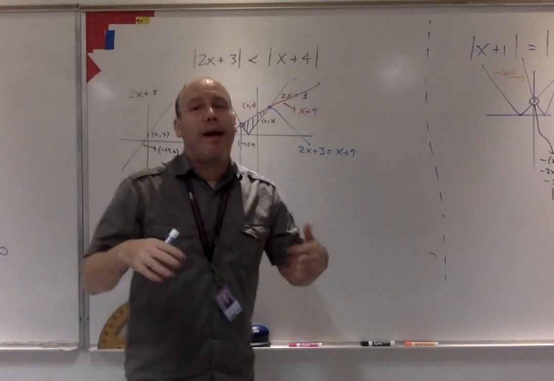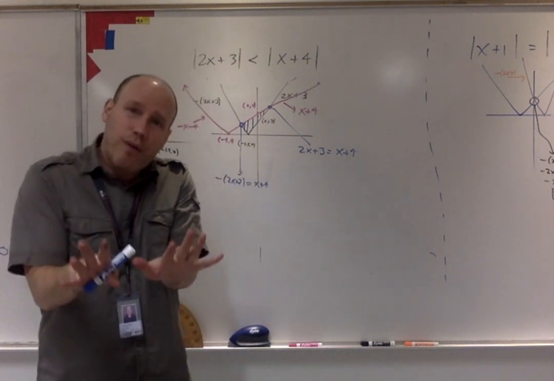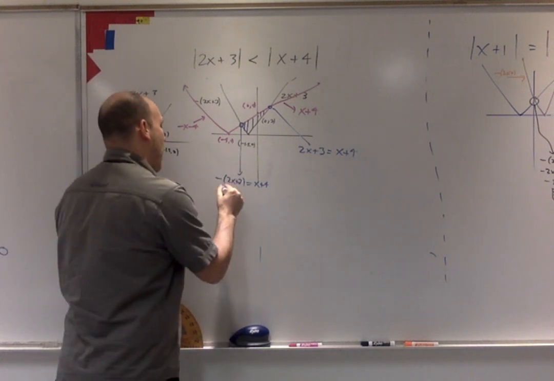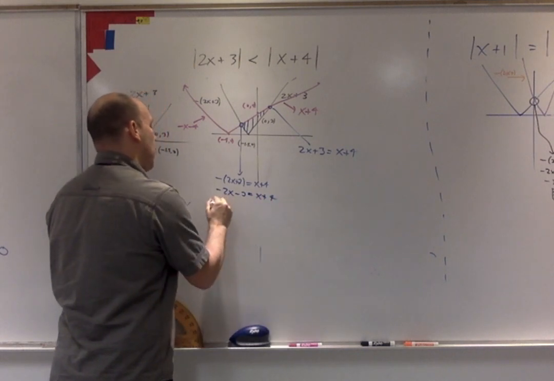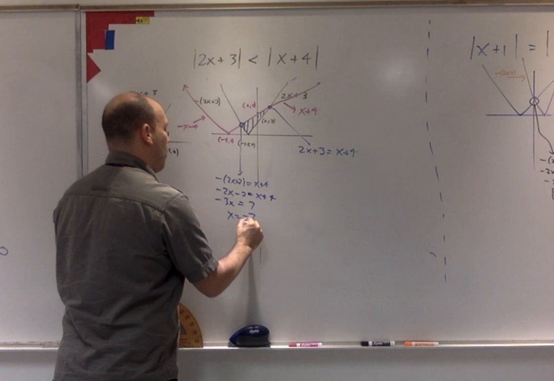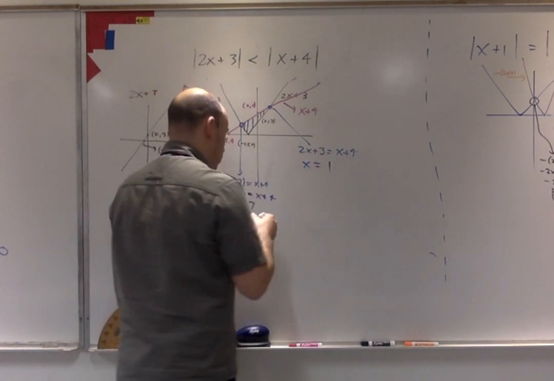Some of you are saying, why can't you just take x plus 4 and set it equal to the positive and negative? If you can figure that, that's fine. Once again, I like drawing pictures. So we have negative 2x minus 3 equals x plus 4. Negative 3x equals 7. x equals negative 7 over 3. And then we have x equals 1. Nice.